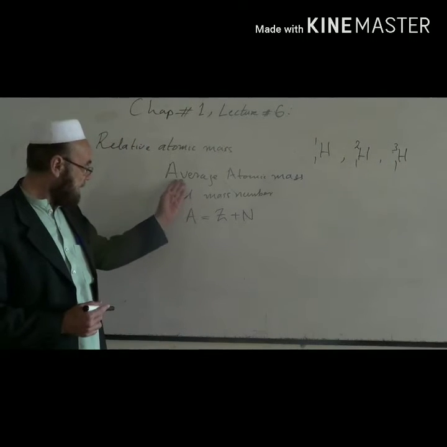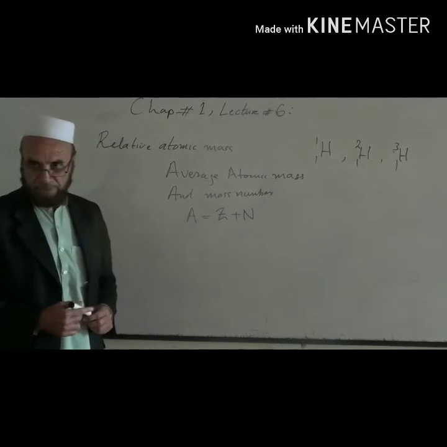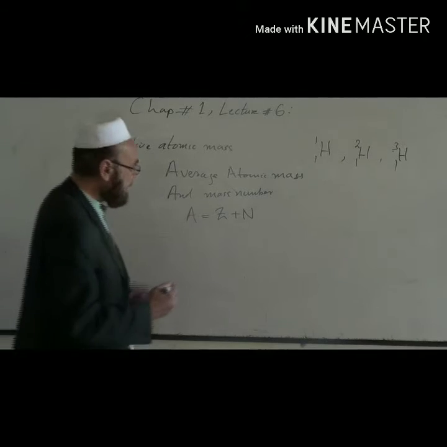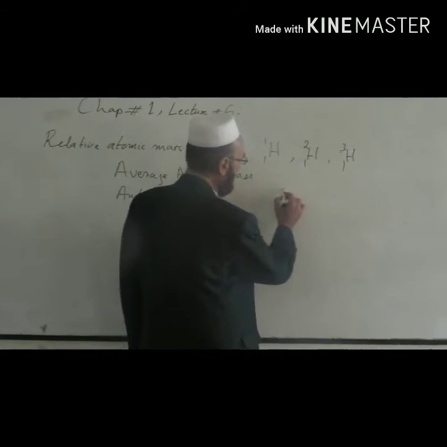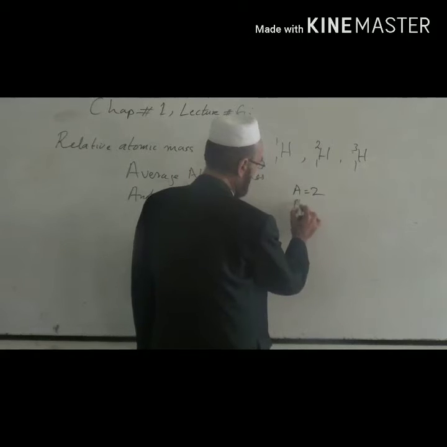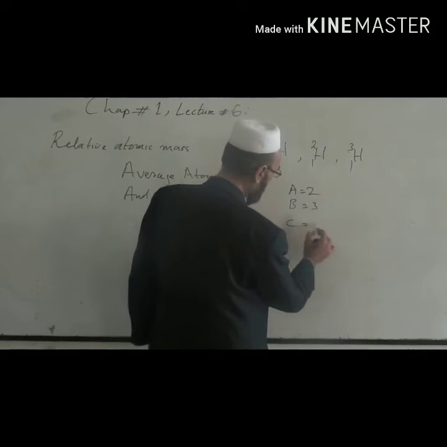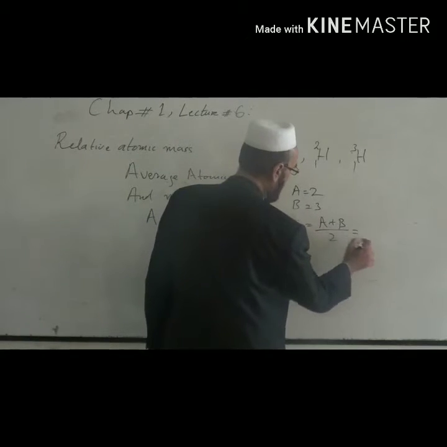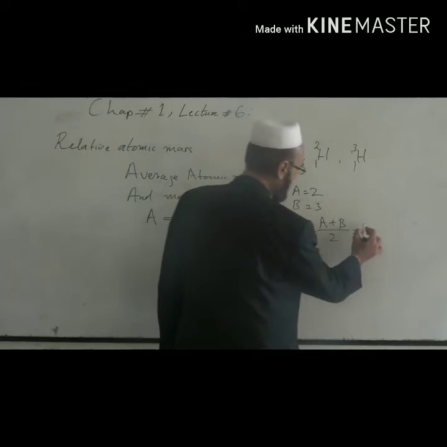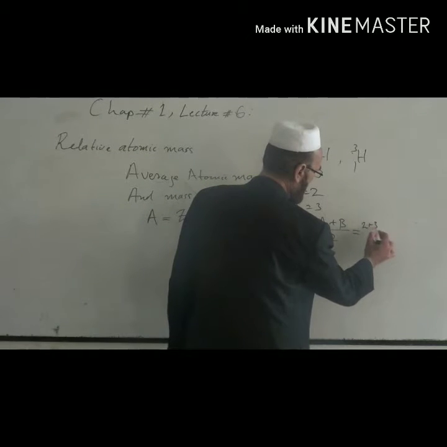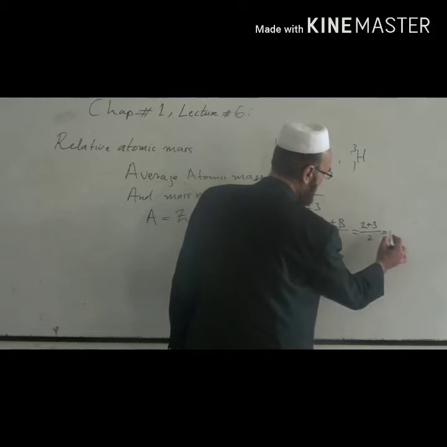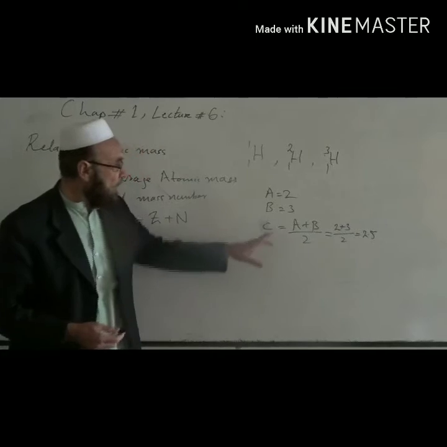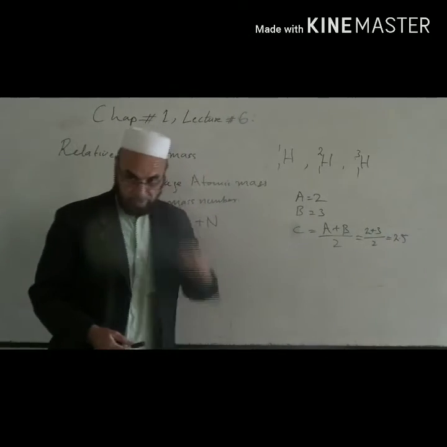The procedure is simple. Average atomic mass means arithmetic mean, to take the average. A simple average means that if you have A is equal to 2 and B is equal to 3, C will be A plus B divided by 2, because there are 2 values. So in this case we get 2 plus 3 divided by 2 is equal to 2.5. That is, the average of 2 and 3 is 2.5.